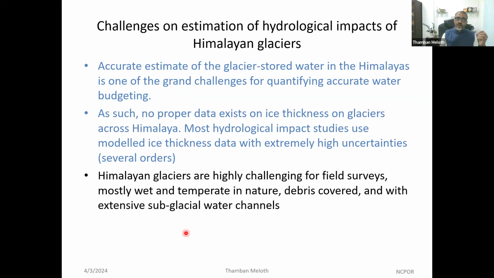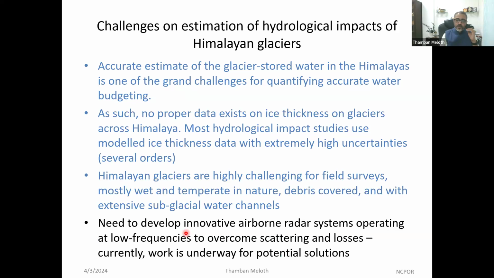The main reason for that is that the glaciers in the high Himalayas are highly challenging for fieldwork, and they're mostly wet. They are very temperate in nature, highly debris covered, and with extensive subglacial water channels. All this makes typical ice radar based thickness measurements extremely challenging. Therefore, it is important to develop innovative airborne radar systems operating at very low frequencies in order to overcome those scattering and losses. Some work is going on in this direction to find potential solutions.